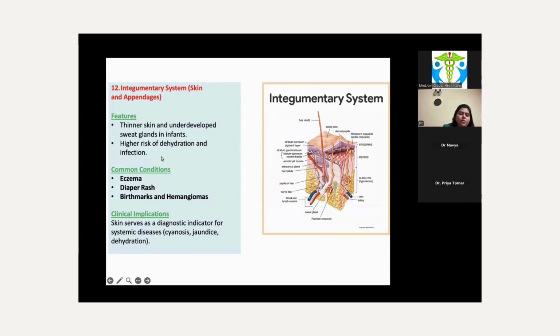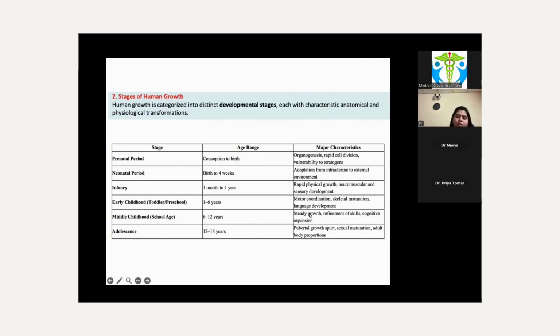Common conditions we come across are eczema, diaper rash, birthmarks, and hemangioma. You should know when to evaluate and when to leave it. This is a time period with maximum motor coordination, skeletal maturation, and language development. That is why we put our children into school at the age of 3 years. Middle childhood, that is school age, has steady growth, refinement of skills, and cognitive expansion. And right now, in this 21st century era, adolescence is hitting a little faster. Many children are facing precocious puberty. By 10 years of age you are seeing menarche and everything, which is not good, but that's the truth.